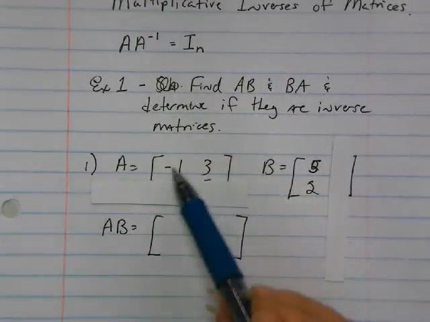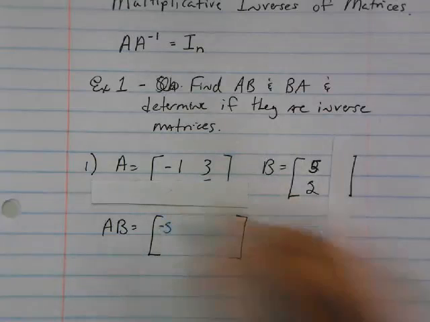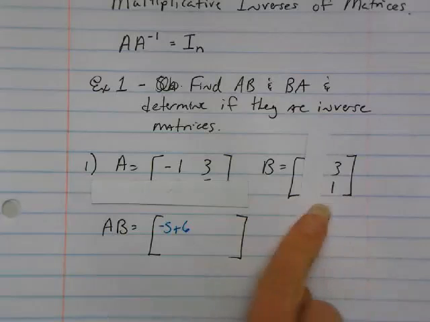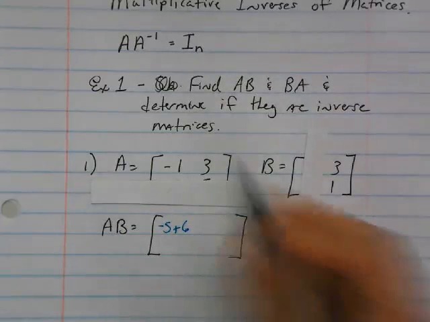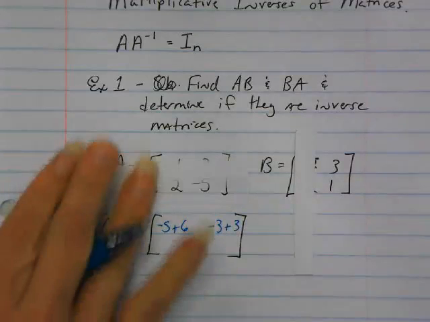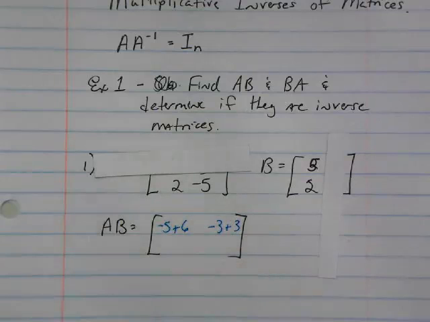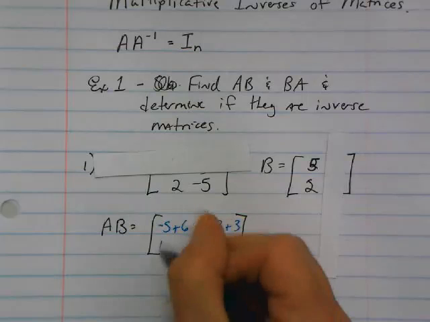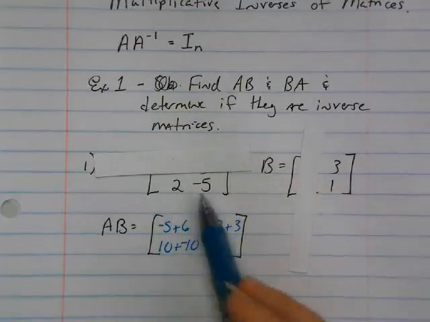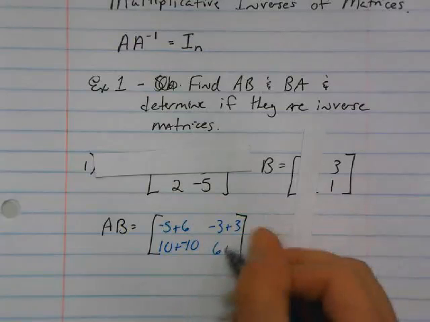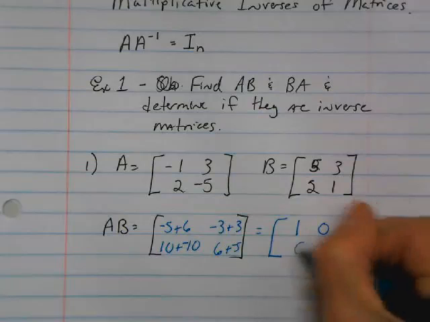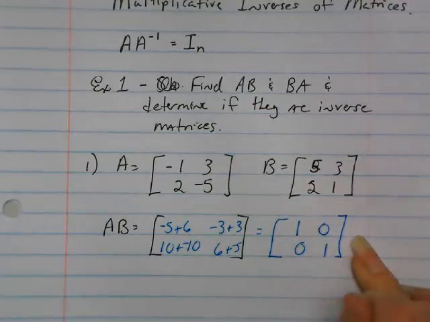So I'm going to multiply -1 times 5 is -5, 3 times 2 is 6. Now I'm doing row 1, column 2. I'm going to do -1 times 3 is -3, 3 times 1 is 3. Now I'm at row 2, back to column 1. Alright, so 2 times 5 is 10, 2 times -5 is -10, and row 2, column 2, so 6 plus -5. And so when I clean this up, I get 1, 0, 0, 1. Alright, so far that looks good.